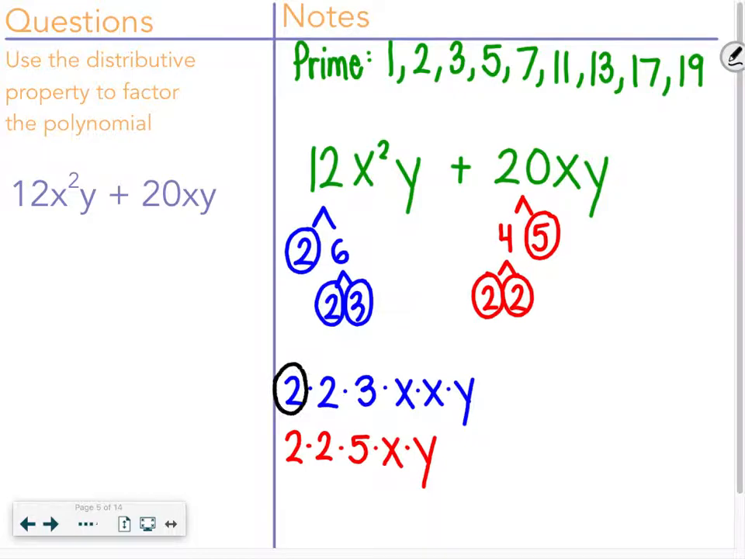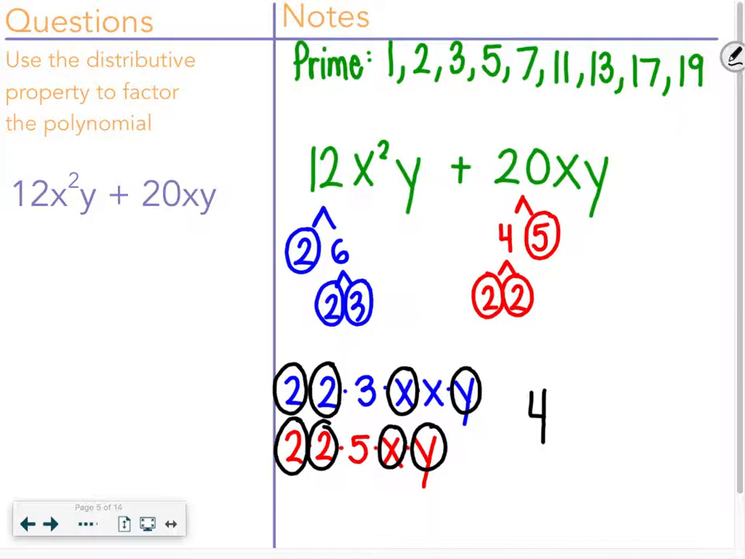All right, we've got a 2 in both groups. We've got another 2 in both groups. We have an x in both groups and a y in both groups. So in both groups, I have two 2's, an x, and a y. So I'm going to do 2 times 2 is 4, an x, and a y. Parentheses. In the blue group, you're left with a 3 and an x. Red group, you're left with a 5.